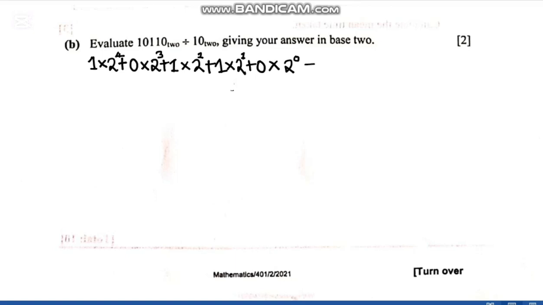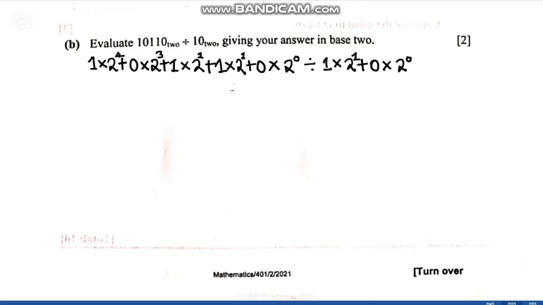Then we are going to say divide by. For 10, it's the same procedure. We say 1 times 2, then plus 0 times 2. Again, from right to left, the first 2 has power 0, then the next 2 has power 1. So you start with 0 and increase the powers as you go to the left side.